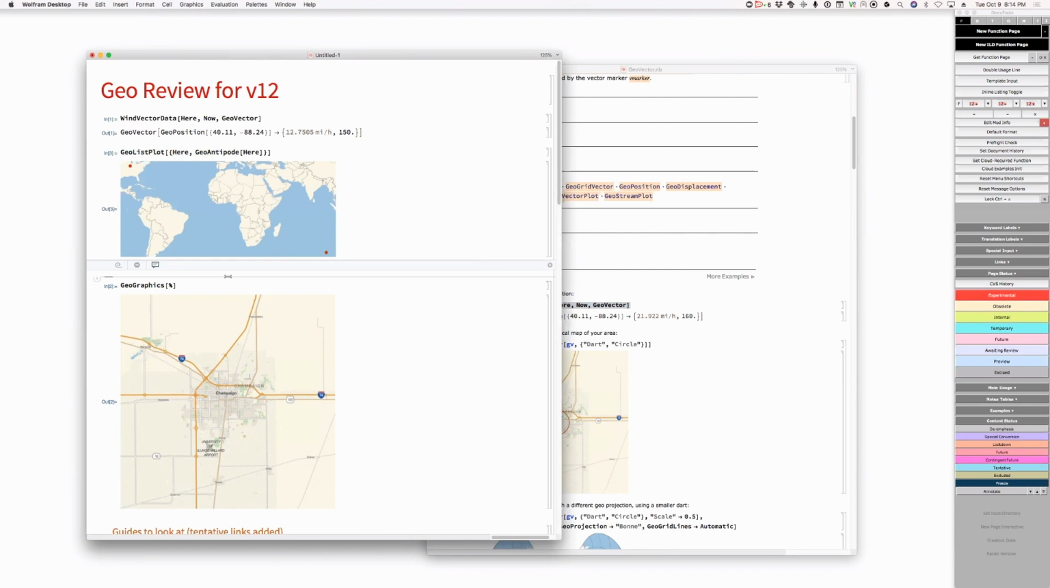No, I understand, but I'm just suggesting that GeoListPlot should do something. I see. I think it should make little arrows at those things, whatever the default behavior is. I mean, that's the default behavior for a geo point, geo position. I think there should be a default behavior for a geo vector. Probably, yes.